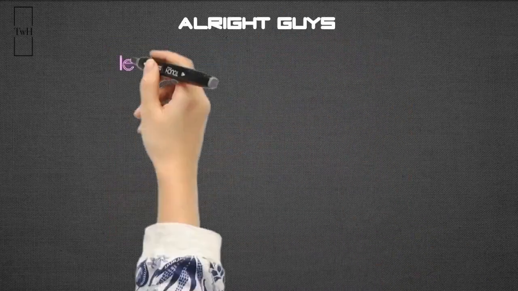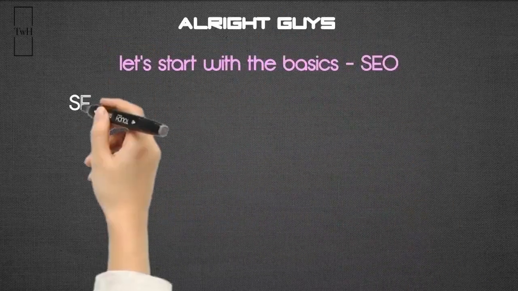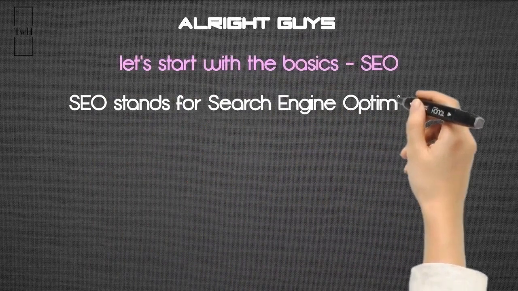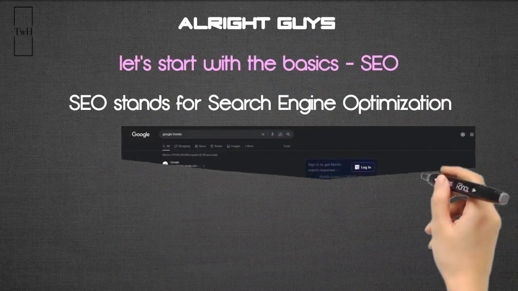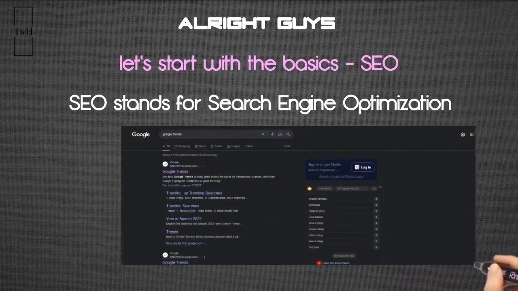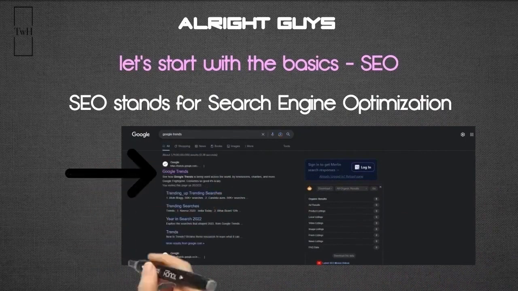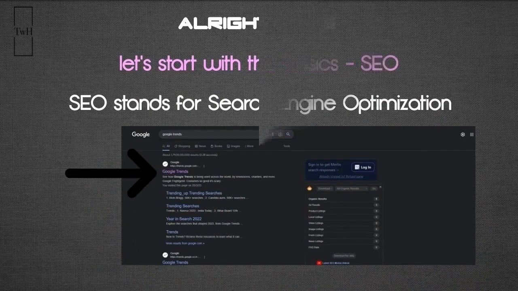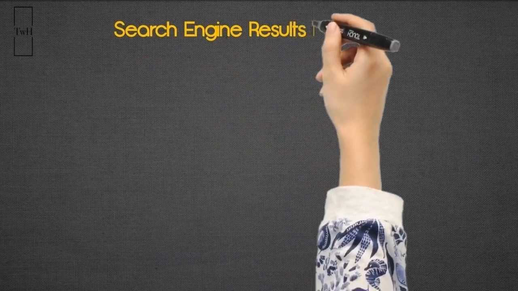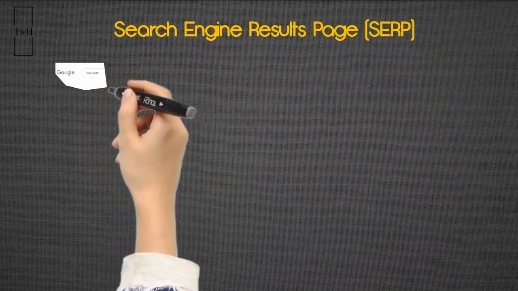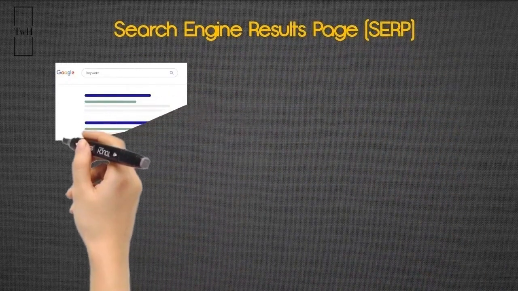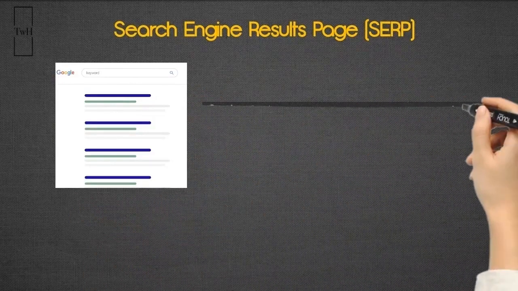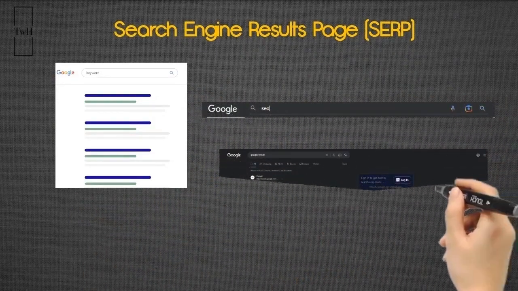Alright guys, let's start with the basics. SEO. SEO stands for Search Engine Optimization. It's all about optimizing your website so that it shows up higher in search engine results pages, like Google or Bing. For those of you who may not be familiar with a search engine results page, or SERP for short, it is the list of results that a search engine displays in response to a user's query.